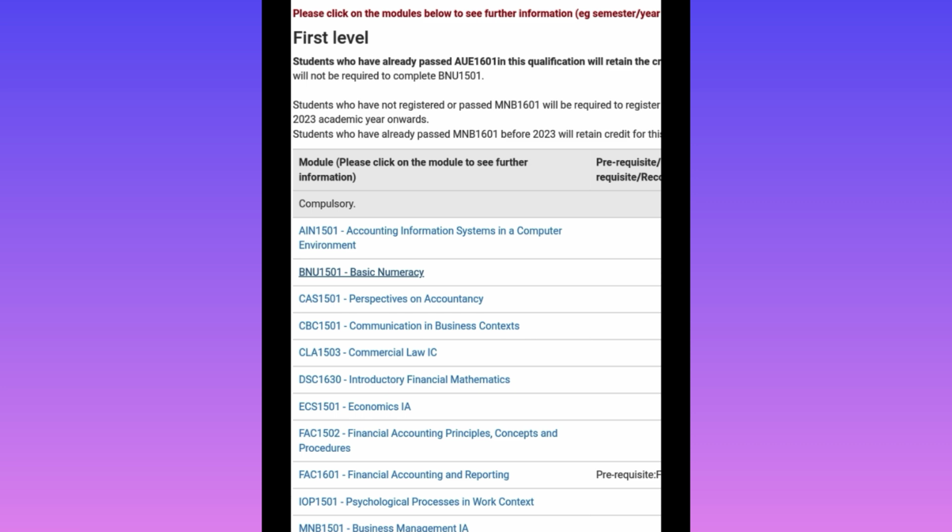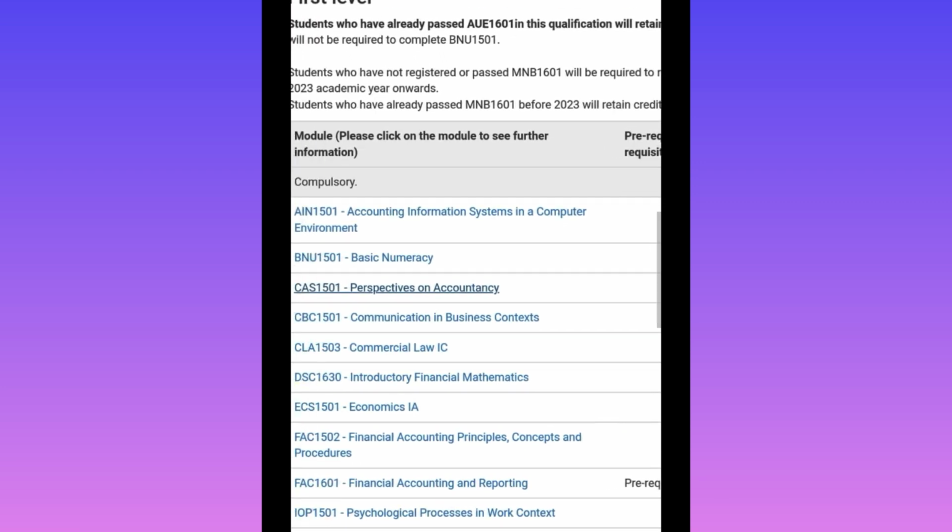Then the next one is perspective on accountancy. This module doesn't have an exam. It is a continuous assessment, but you are going to submit a portfolio. A lot of people used to get zeros because of plagiarism, so you have to learn how to summarize and give answers in your own words, because once you just go and copy the answers, even from the study guide or Google, they are going to give you a zero and tell you that you plagiarized, but it doesn't have exam.